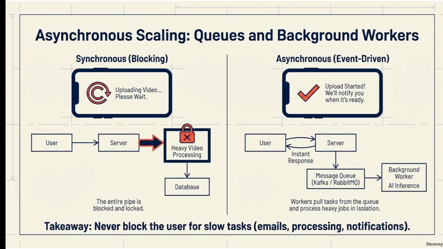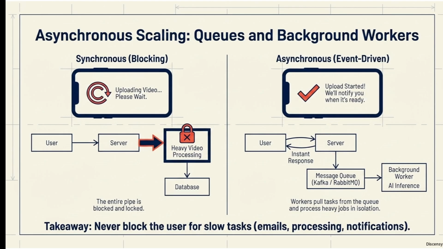Asynchronous scaling, queues, and background workers. Now, try to understand what asynchronous and synchronous mean before getting into the concept. Suppose you're standing in a line and you have to wait for the people in front of you to move aside, and then you can follow the line and move forward. The methodology of waiting for someone to clear the path and let you move ahead, that is synchronous.